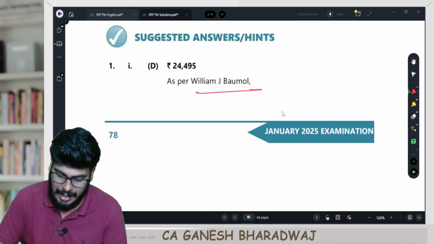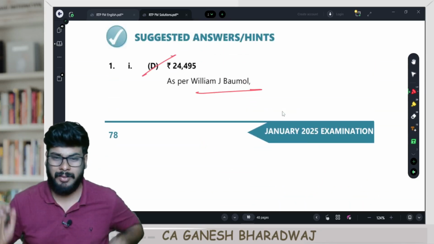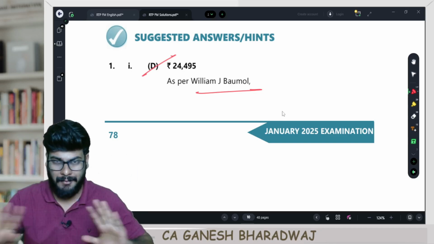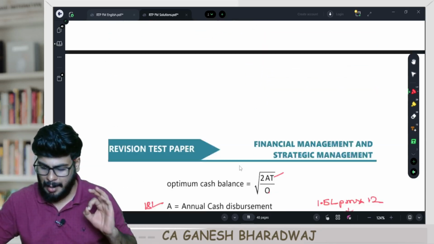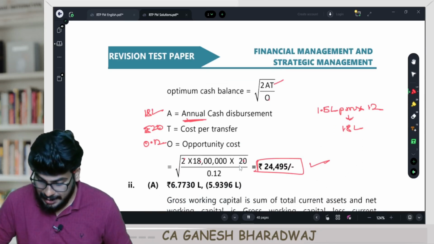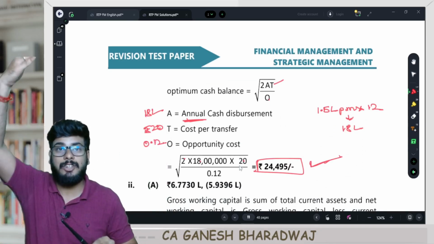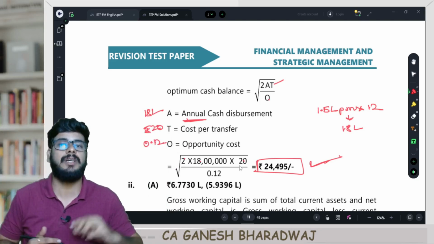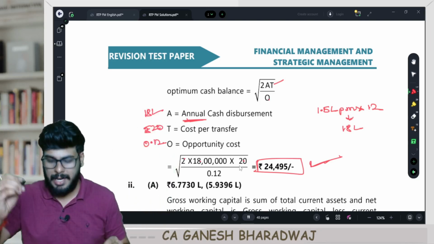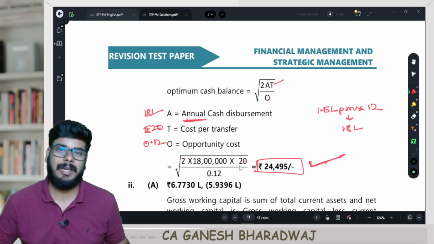24,495, which is ideally option number D. Are you clear with this? The first leg of the question is fairly simple. It's just a formula application and you will get it. But remember, this figure is going to be the cash amount that they are going to maintain, which means what? When you are preparing that working capital statement, the cash balance that is required to be maintained, you can get the figure from the first step. Are you clear with this?